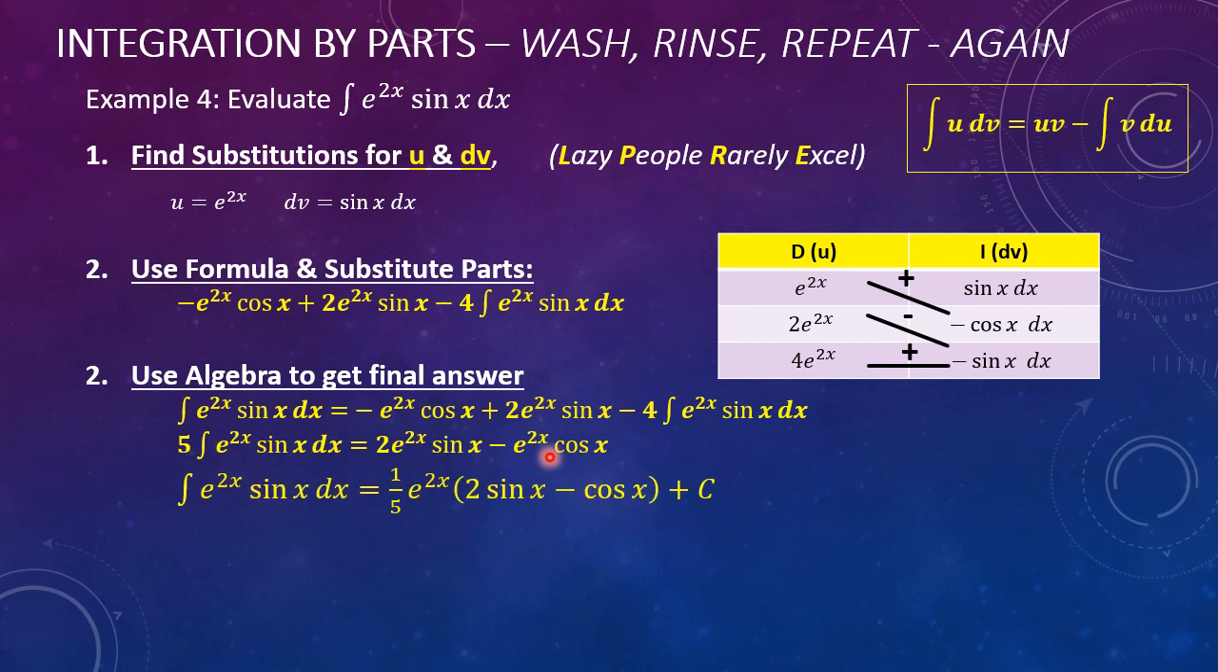So if I multiply the right side by 1/5, here I've done some cleanup, so I've done a couple of things in the same step. I also saw there was a common factor of e to the 2x. So I factored those out. Again, I multiplied both sides by 1/5. I factored out the e to the 2x, and so I get 1/5 e to the 2x, 2 sine x minus cosine x, and of course we add our integration constant.